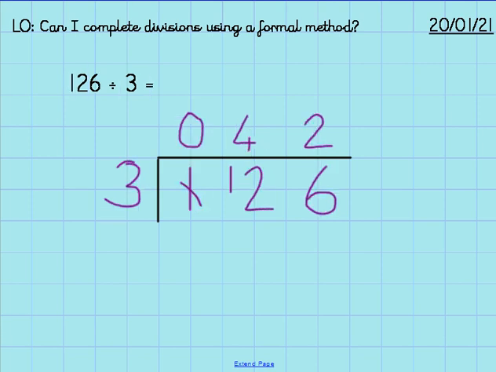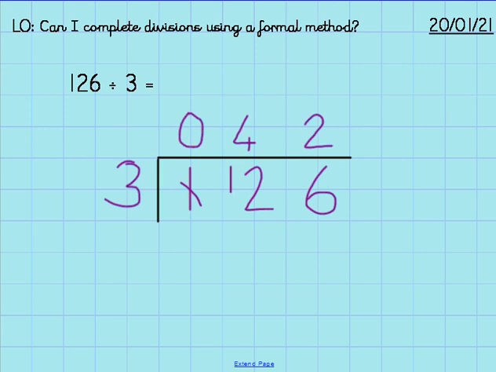The final example that we looked at altogether is we looked at going into 126. Now we said, how many lots of 3 go into 1? Well, none. We can't fit any lots of 3 into 1. So we've put a 0 up here, we've crossed it out, and we've carried it across into here. Now we're looking at how many 3's go into 12, which we know is 4, and how many lots of 3 go into 6, which is 2. So 126 divided by 3 equals 42.